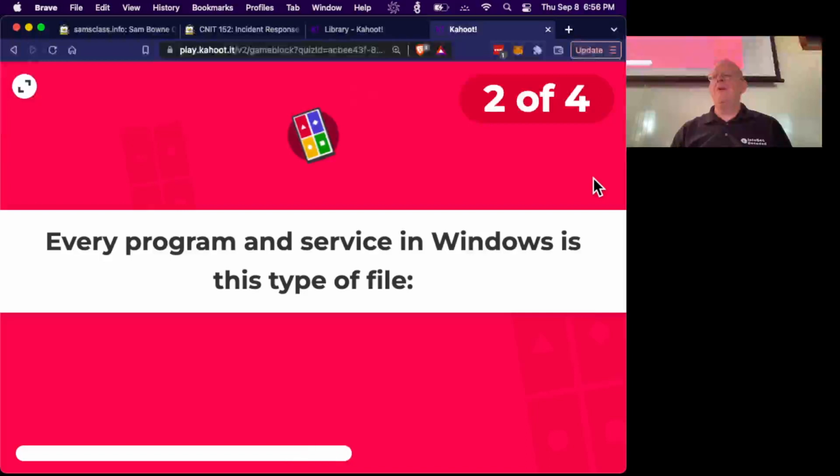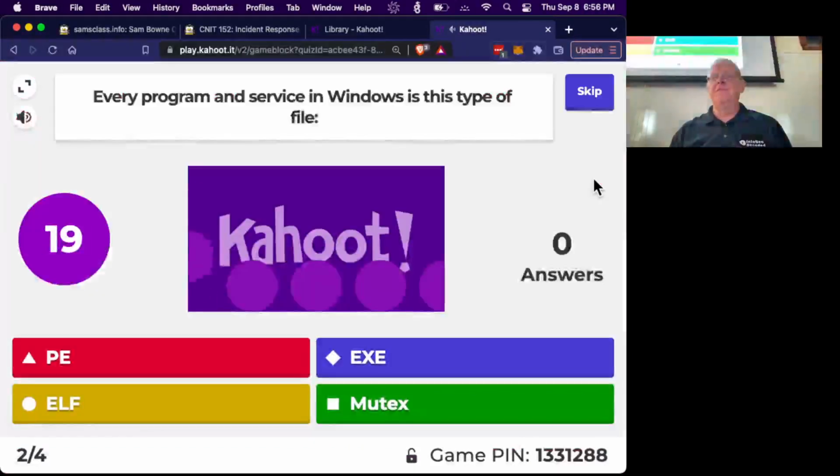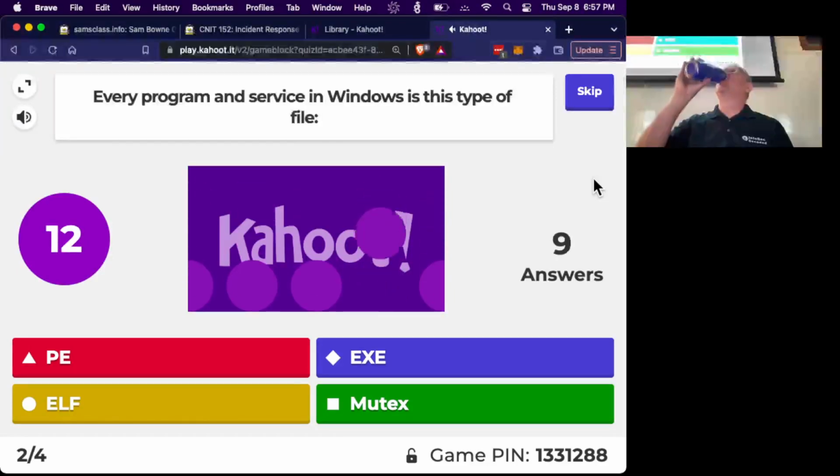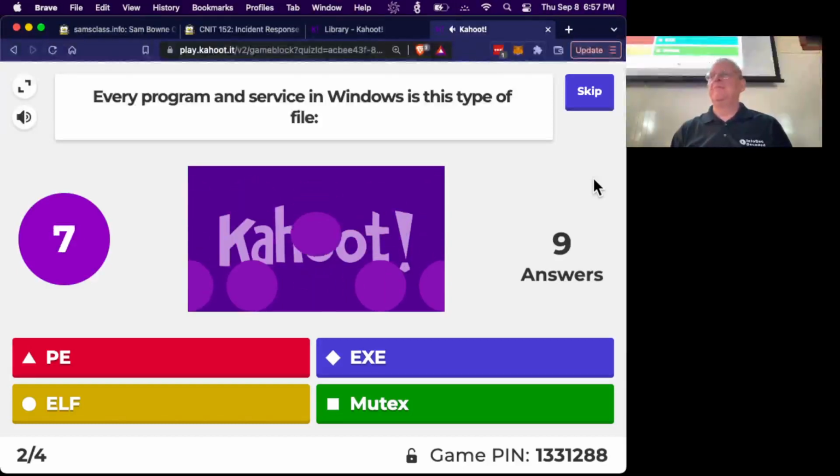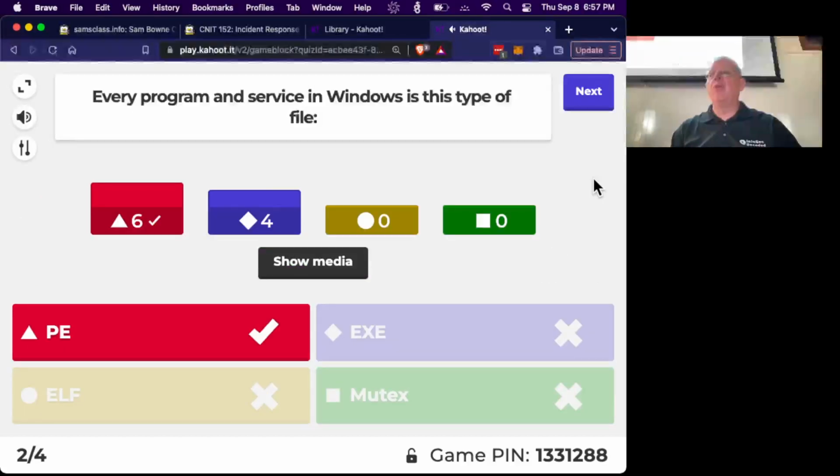All right, every program and service in Windows is this kind of file. PE, portable executable. All Windows executables are portable executables. All Linux executables are ELF. EXE is a special case. All EXEs are PEs. PE is the container format that includes EXEs, COMs, and DLLs. All right.